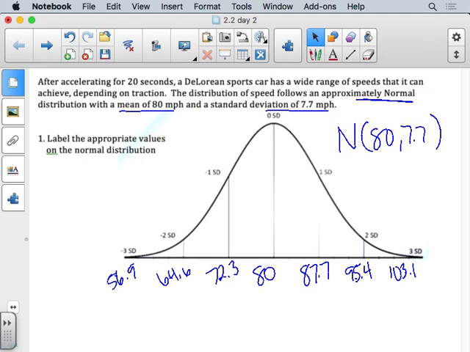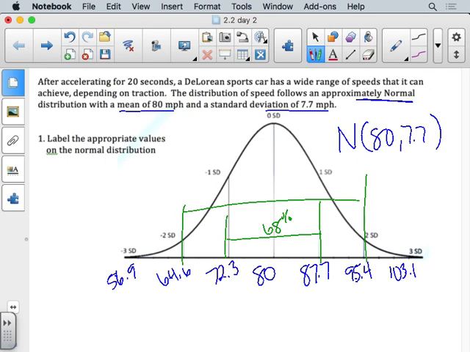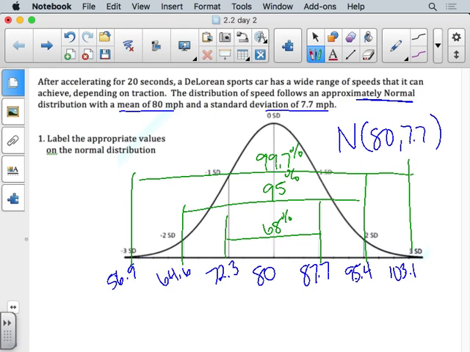So the thing from the other day was this general rule: the middle, from -1 to +1 standard deviation, is 68% of the graph. From -2 to +2 standard deviations is 95%, and from -3 to +3 is 99.7. Okay, that would be if it was perfectly normal, but we're approximately normal, so these are just going to be approximate probabilities. These are not perfect for everything.